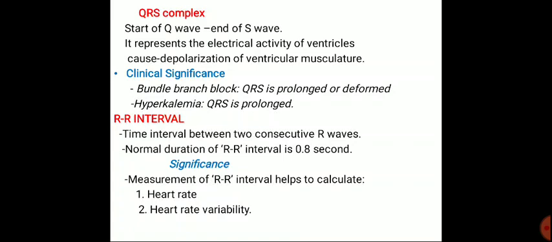Clinical significance: bundle branch block, QRS is prolonged or deformed. Hyperkalemia, QRS is prolonged. RR interval is the interval between the two consecutive R waves. Normal duration of RR interval is 0.8 seconds. Measurement of the heart rate interval helps to calculate heart rate variability.